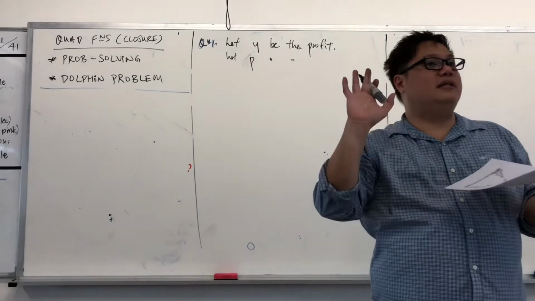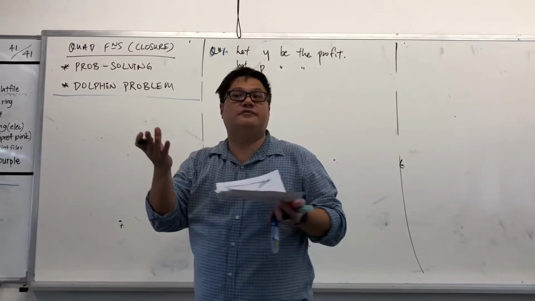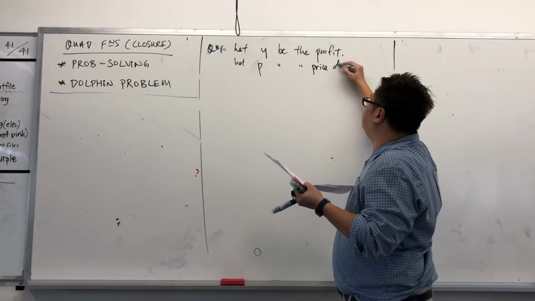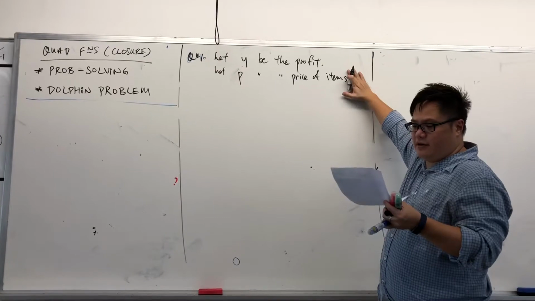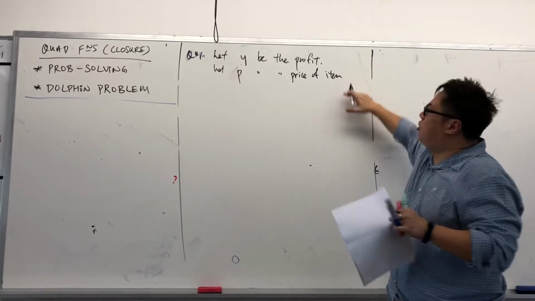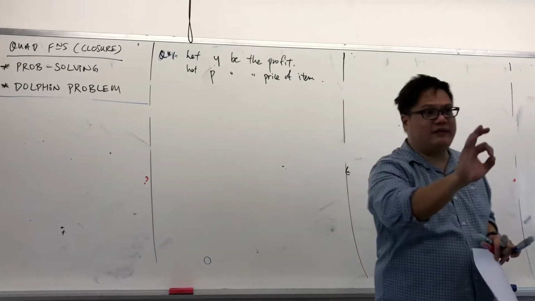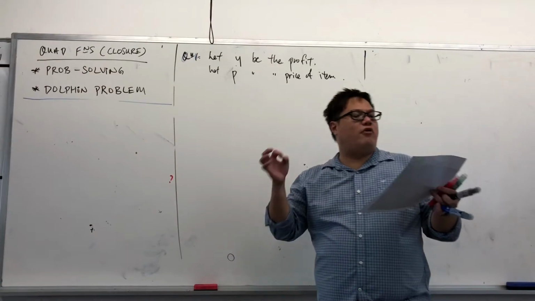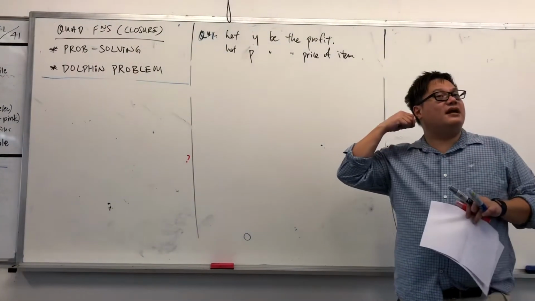Based on the question, somebody tell me what P equals to? What does P represent? Price of items, right? Price of the item that you are selling. So over here, is there one vital information that I did not write? Look at the question again. The profit that a company makes selling an item in what?